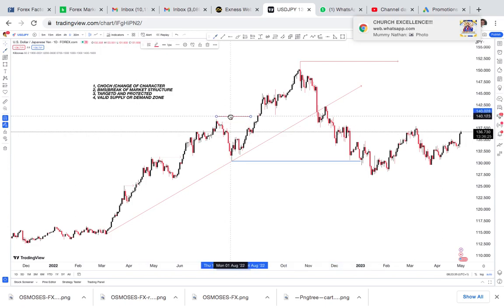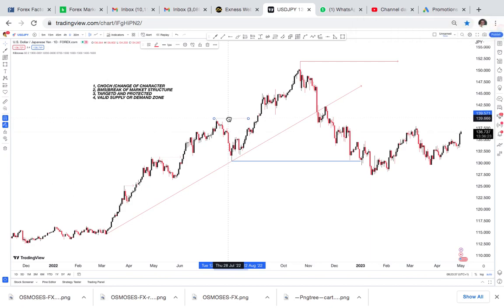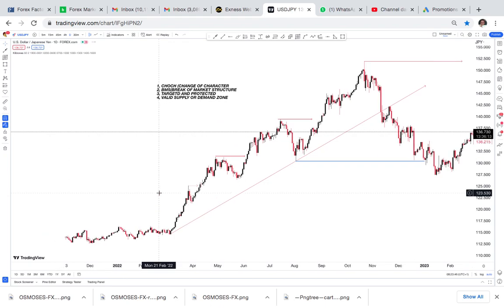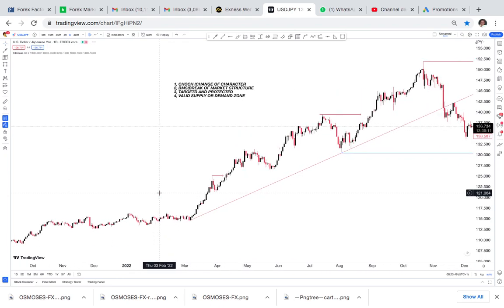Permit me for all the messages coming up on my WhatsApp. I connect my WhatsApp to my laptop so I can easily respond to people. So good. Let's just focus on this uptrend for the explanation first.